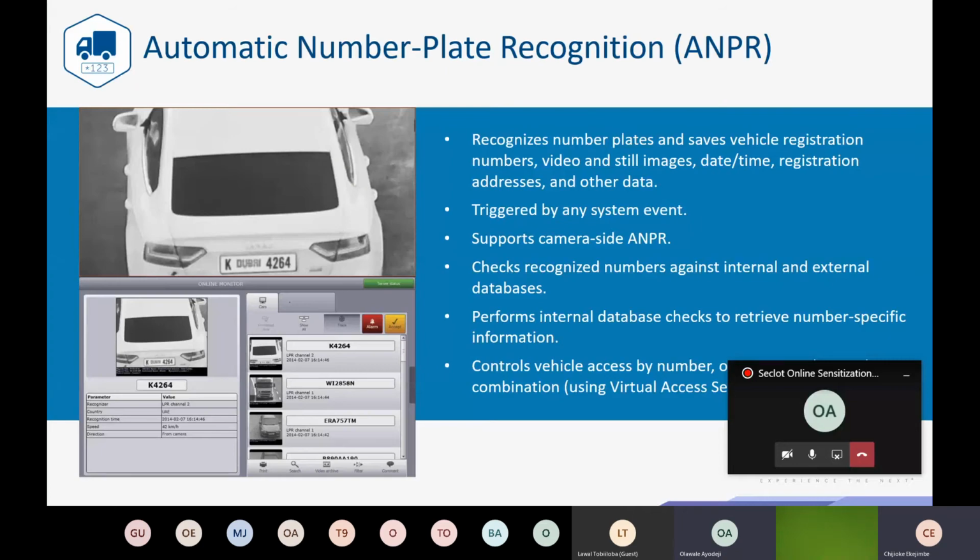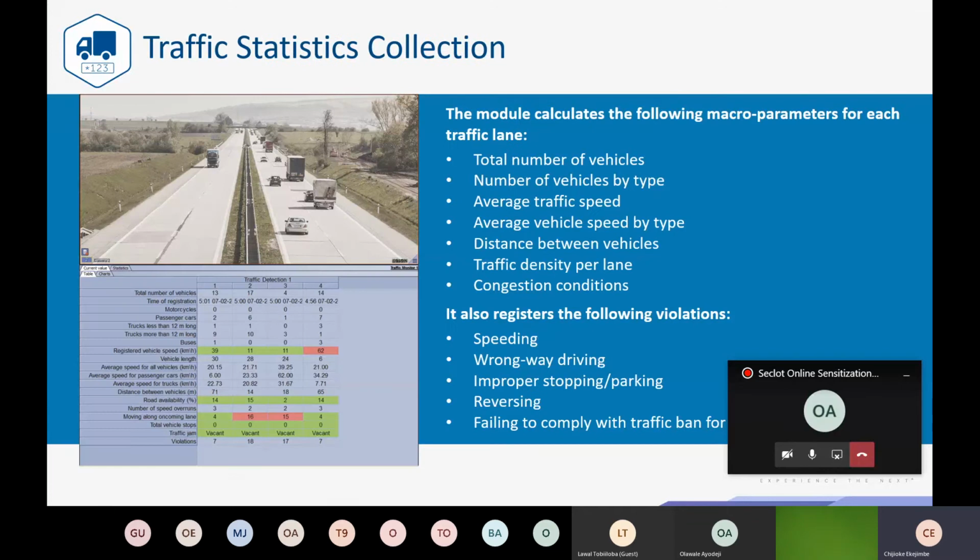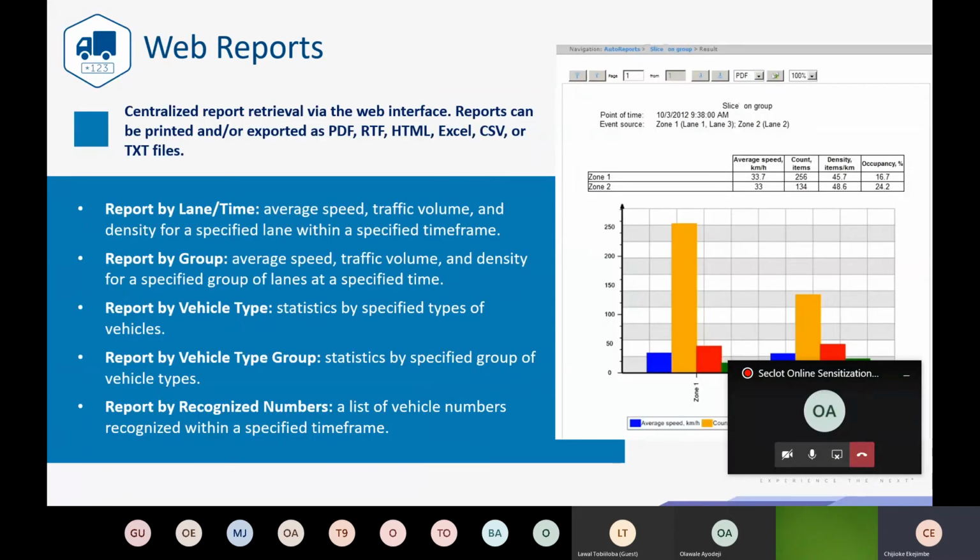Thank you. We have plate number recognition. You can use plate number to control access. We have violation detection: speeding, running red lights, stopping on a crosswalk, illegal parking, wrong way driving, expired papers. We support all these. We also support statistics for monitoring traffic, total number of vehicles. All these are statistics we support. We also have reports, so you can generate reports on statistics.